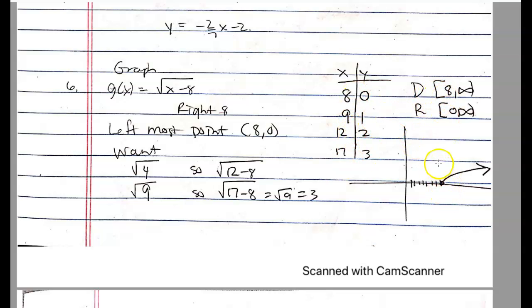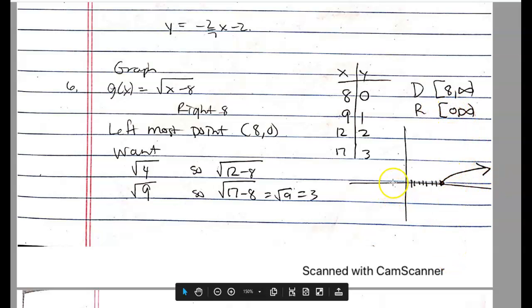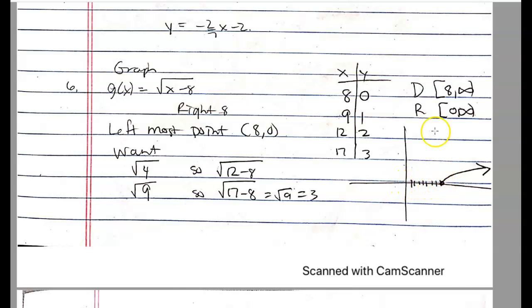The domain is how far left and right the graph goes. This has a lower boundary that's hard, so I have a bracket at 8, and it goes off to infinity. Range is how far down the graph goes. Well, these are the y values. It goes down right here to 0 and then goes up to infinity. So notice you get the lower bound on the x and the y from your leftmost point.